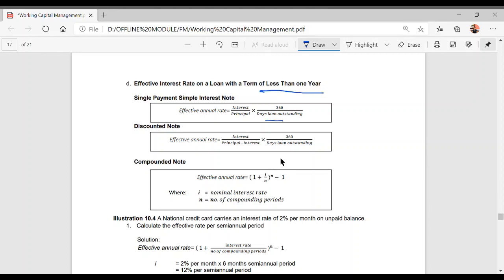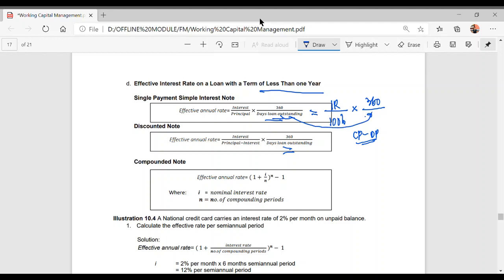So, mo nga kuhaon na to ang days loan outstanding. Okay, so pila man kaadlaw ang utang. So, that's interest over principal times 360 over the days loan outstanding. So, again, if this is in percentage, so you have the interest rate over 100% times 360 or 365 depending on the problem, and this is the katong price ganiha bitaw katong cash not cash credit period minus the discount period, so mao po ni siya loan outstanding pod siya loan outstanding.